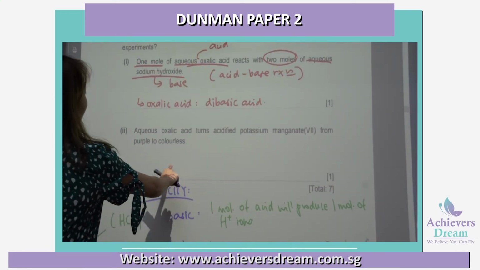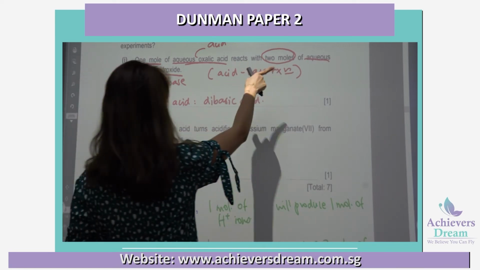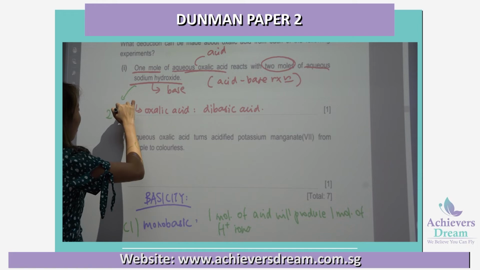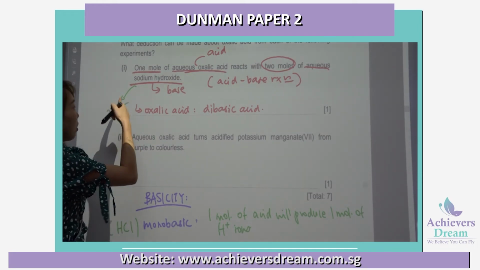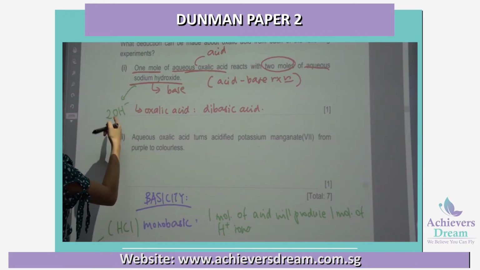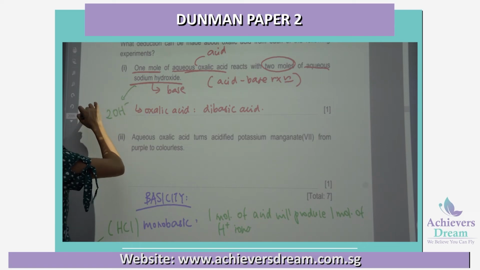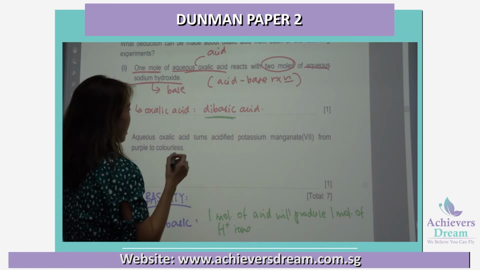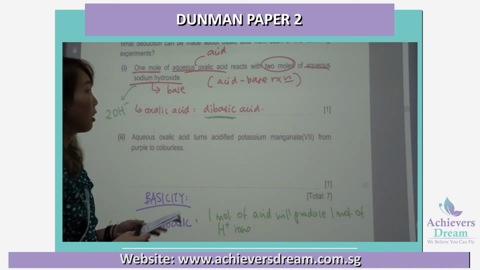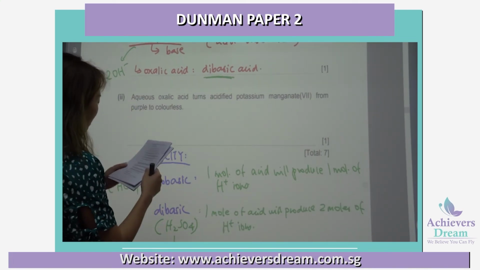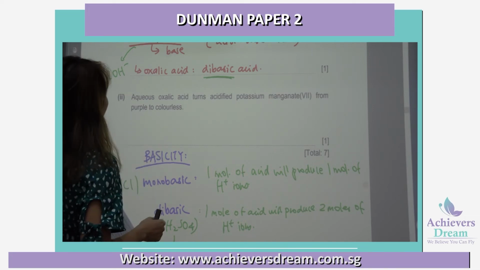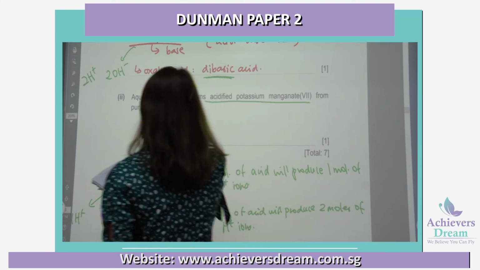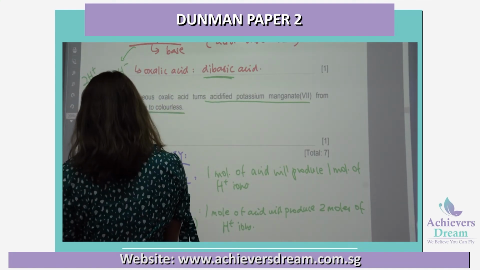Okay, so 2 moles of NaOH means I will need 2 moles of OH-. So in order to react with 2 moles of OH-, I would require 2 moles of H+, meaning oxalic acid must be a dibasic acid. Okay, understand this one? Then for part 2, aqueous oxalic acid turns acidified potassium manganate from purple to colorless. Okay, there is a color change.